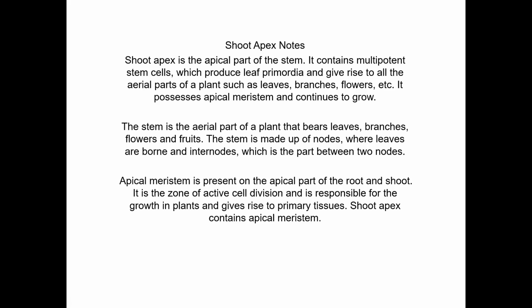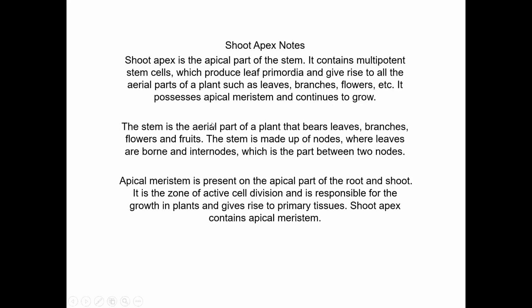The shoot apex is the apical part of the stem, and it contains multipotent stem cells which produce leaf primordia and give rise to all the aerial parts of the plant. In the shoot apex region, the meristematic cells undergo continuous cell division and produce the primary growth of the plant. That is leaf primordia, and it also gives rise to leaves, branches, flowers, etc. It possesses the apical meristem and continues to grow.